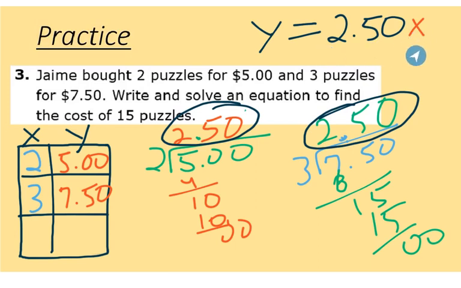determine the cost. So if you want to buy 15 puzzles, then you would just plug in a 15 where it says x right here. So we would multiply $2.50 times 15. So let me go to a blank slide here and I will solve that.